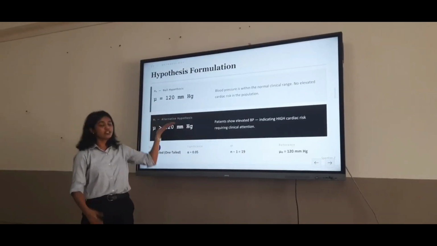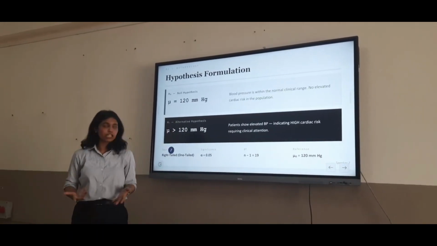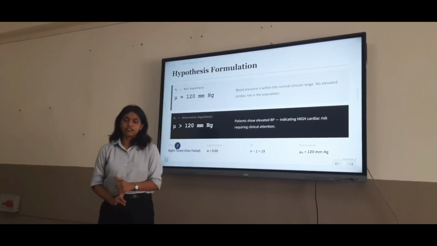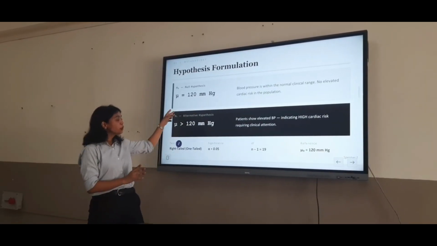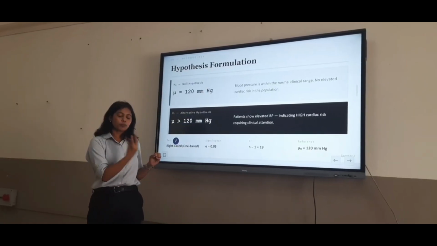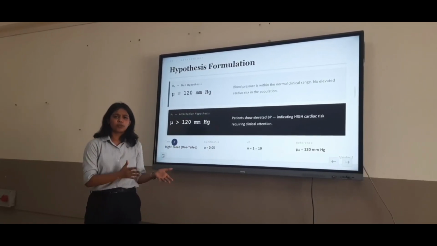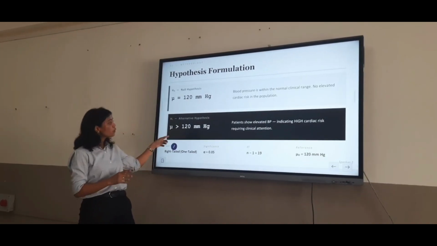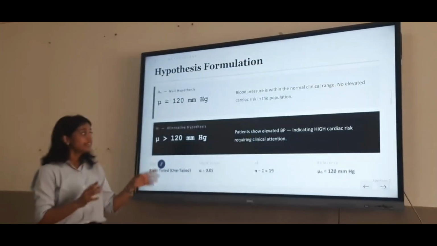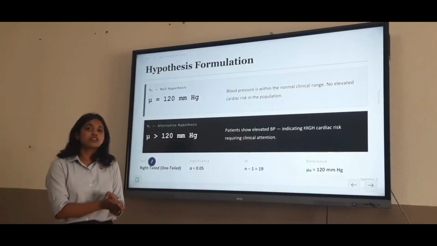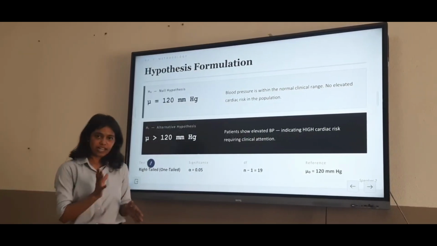Now, hypothesis formulation: what exactly are we calculating? As we know, there are two types of hypothesis, the null hypothesis and the alternative hypothesis. If mu is equal to 120 mmHg, that means it is the optimal blood pressure of a normal human, or from the sample we are calculating. Or if mu is greater than 120 mmHg, that means the patient shows elevated blood pressure and there is a risk of heart disease in that patient.